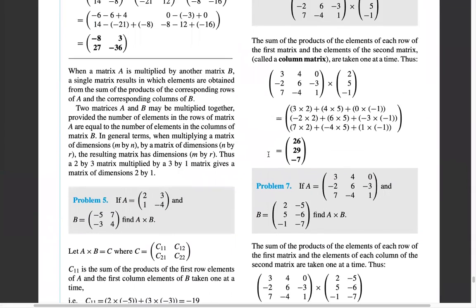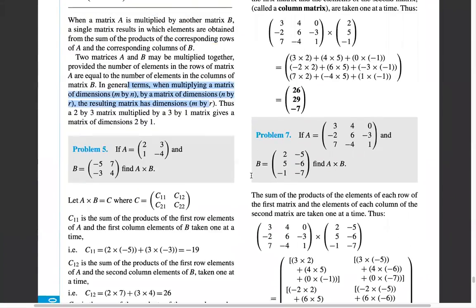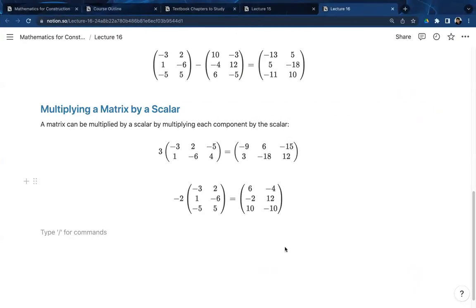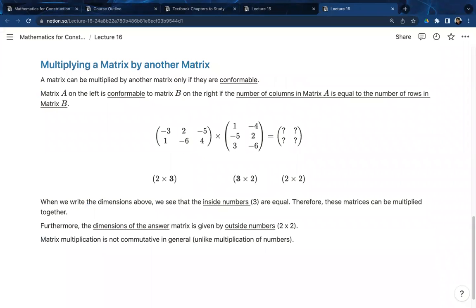The book doesn't do a good job of explaining multiplication, okay? They kind of say it here, but let me give you all some notes for that to more clearly understand what's really going on here, right? So let's take our time here, multiplying a matrix by another matrix.